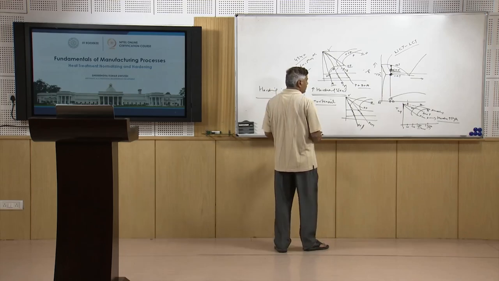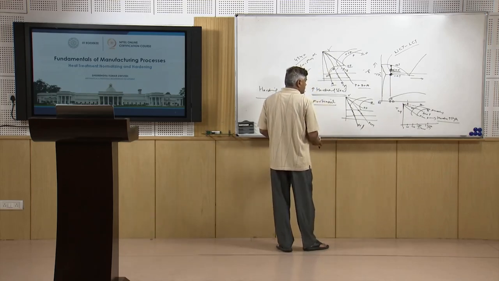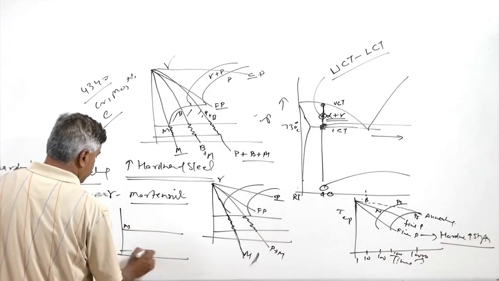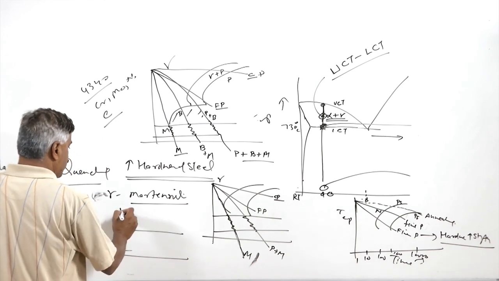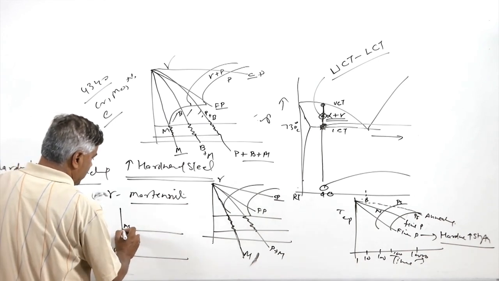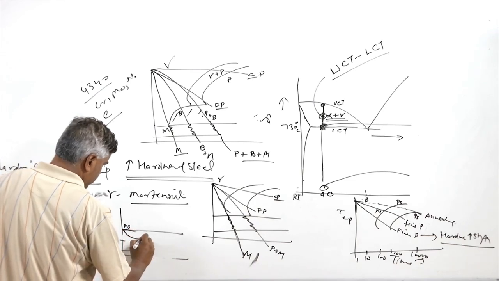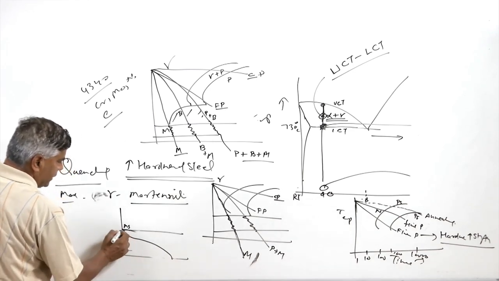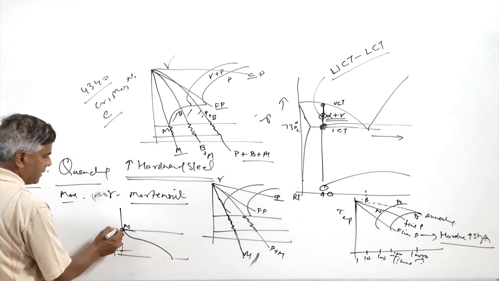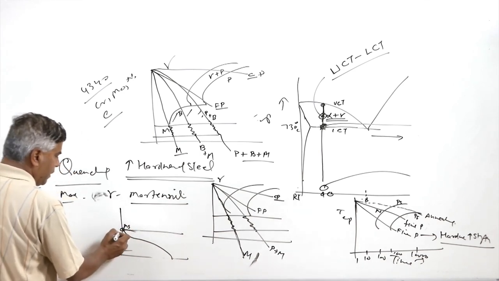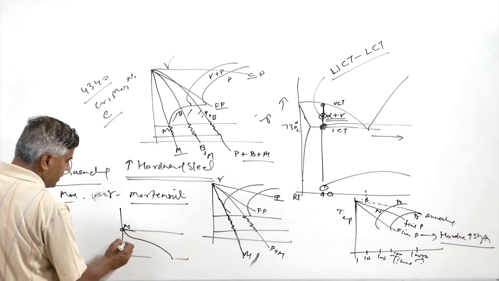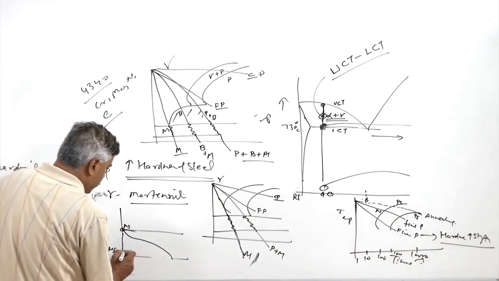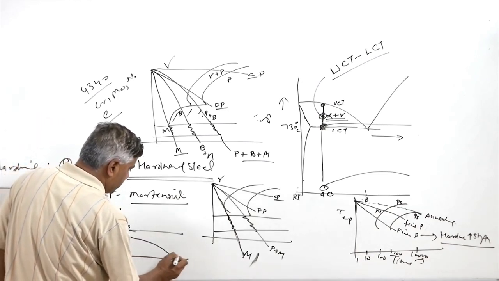Again, the complete transformation will depend upon the temperature of the quenching. For example, this is the MS temperature where martensitic transformation will start, and this is the MF temperature. If the quenching temperature is just at the MS, then the austenite is stable. But as soon as the temperature of the quenching is reduced below the MF temperature, the martensite finish temperature, then the whole of the austenite will be able to transform into martensite.